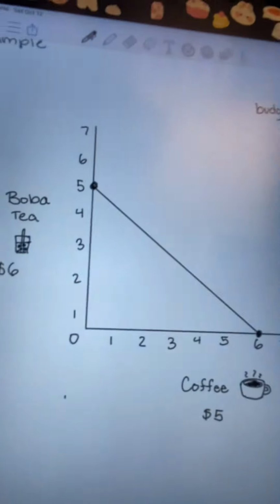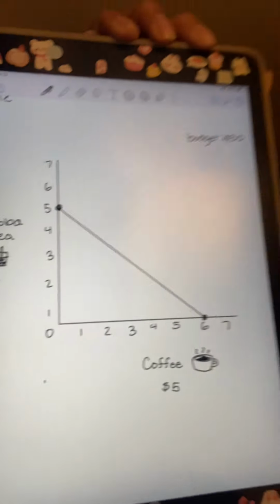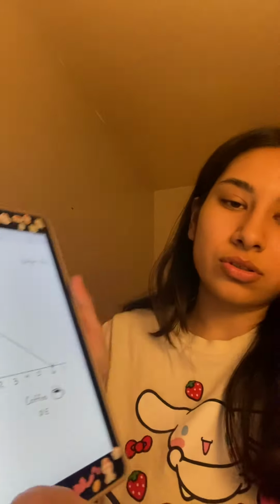So now that we know where our budget constraint would have to be, I do have an example of a graph I did. So I did a graph comparing two products, which is boba tea and coffee. So I'll just show you right now how that looks. And so for this one, our budget is gonna be 30 bucks. So I'll give you a closer look on that.